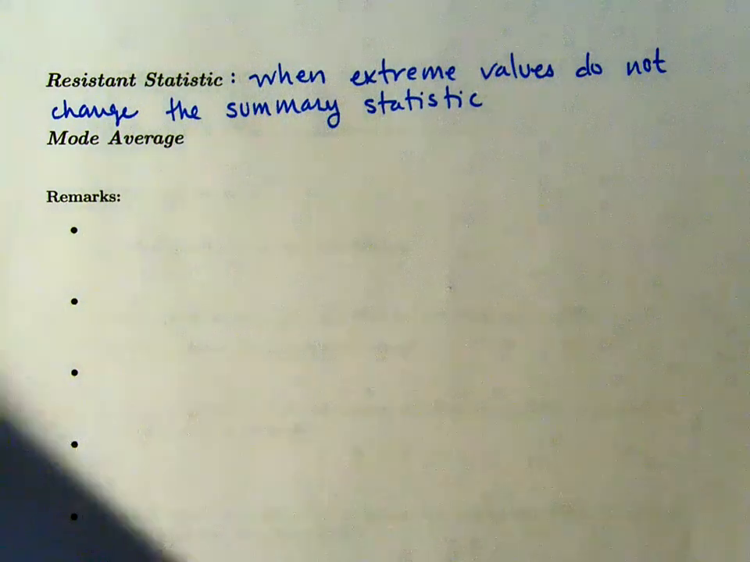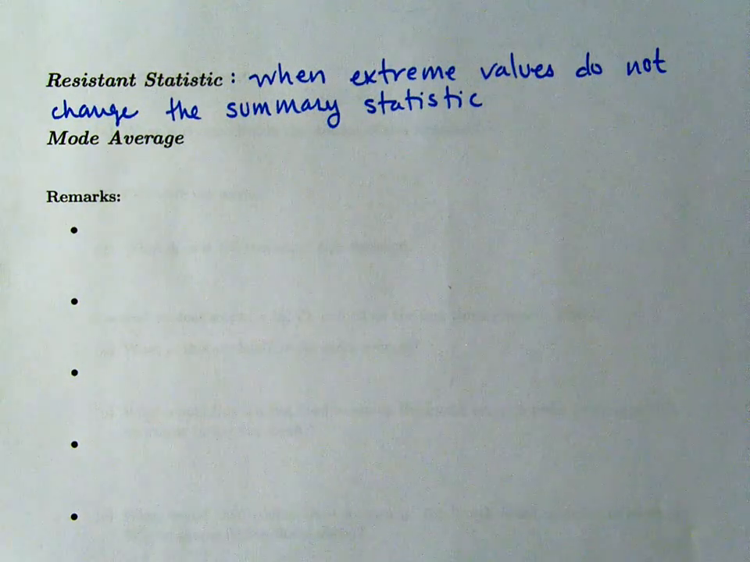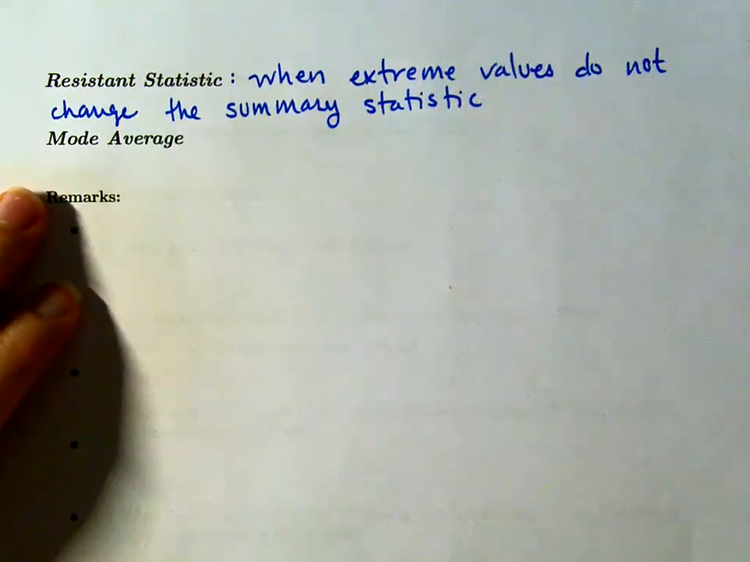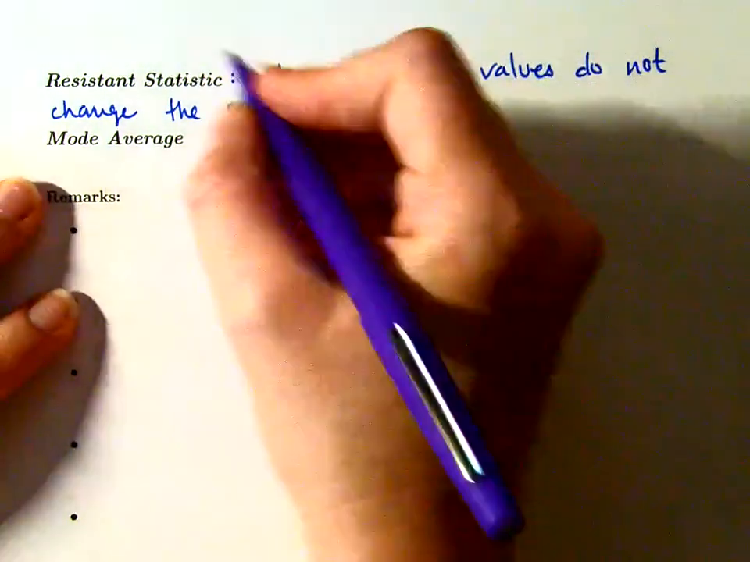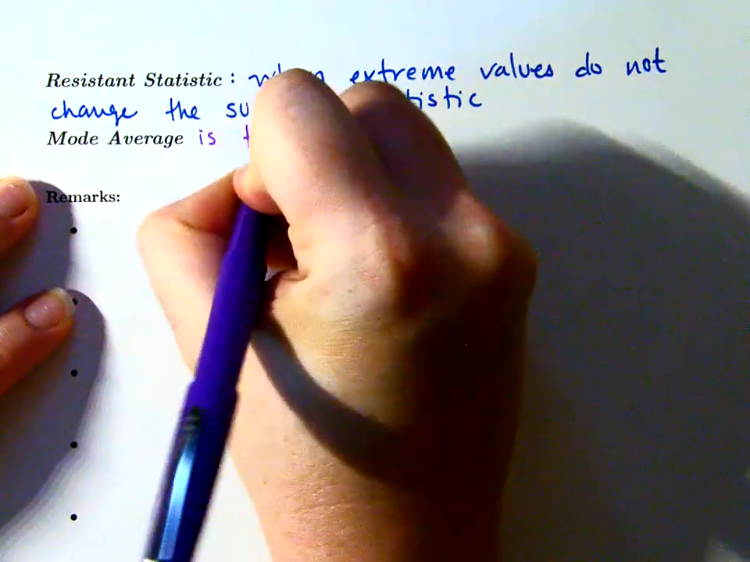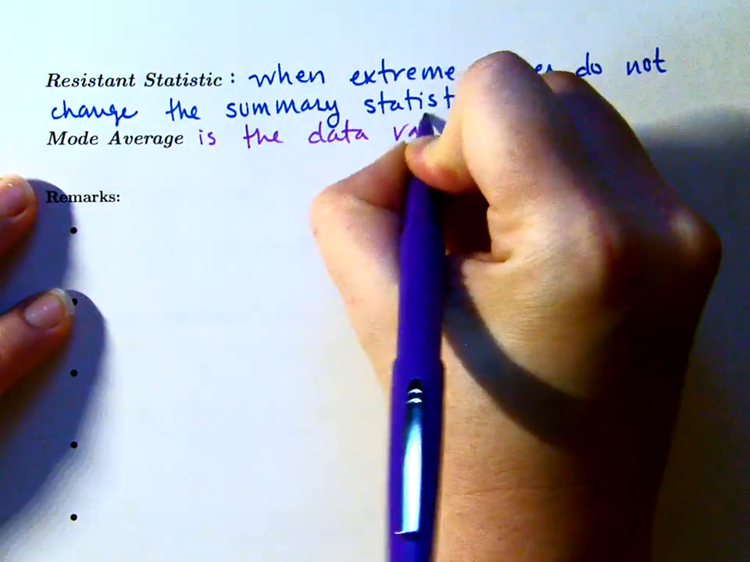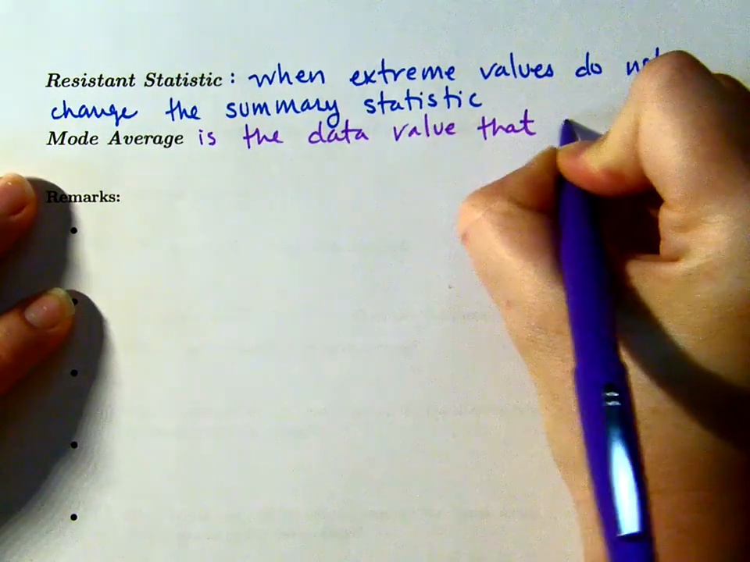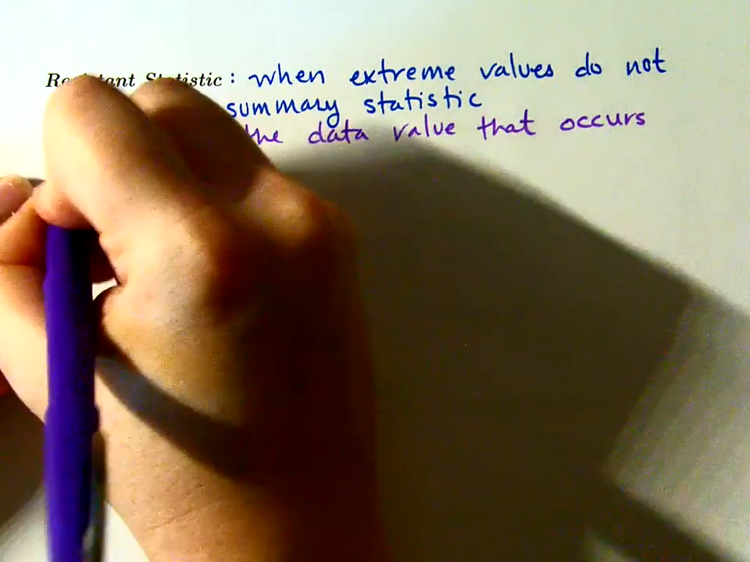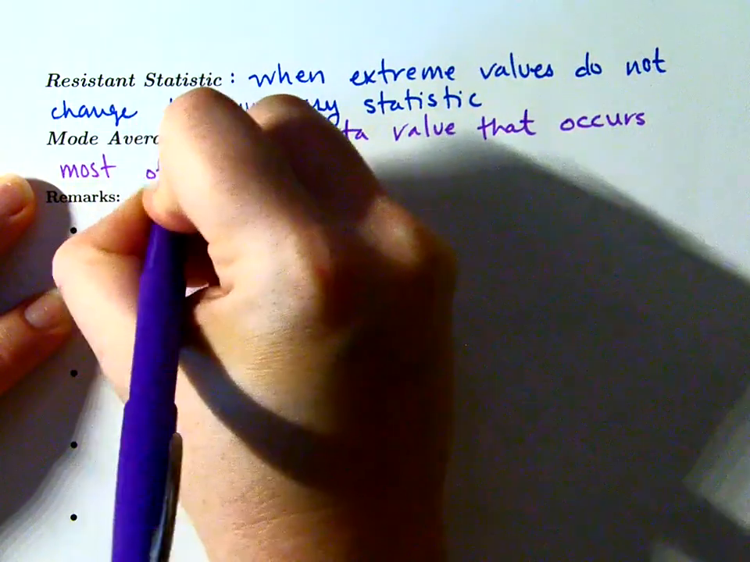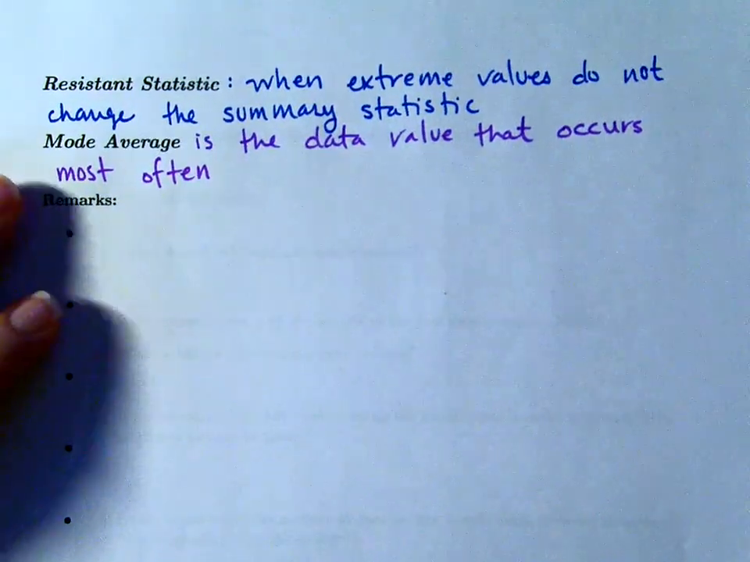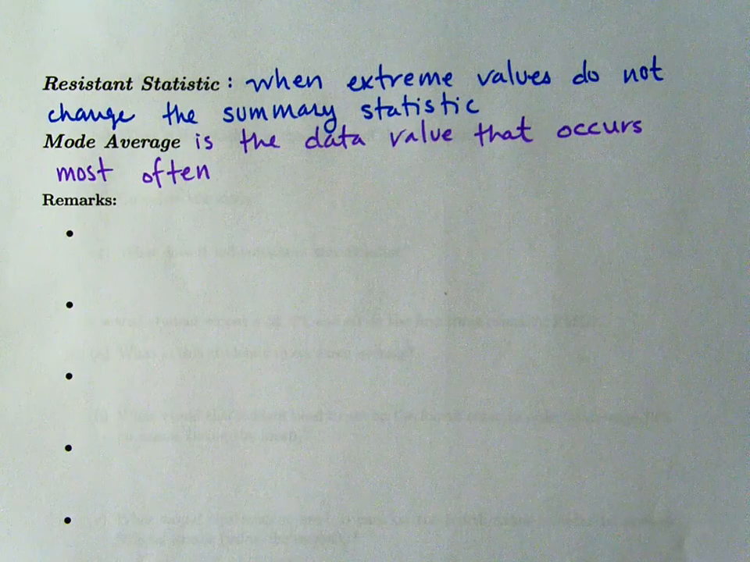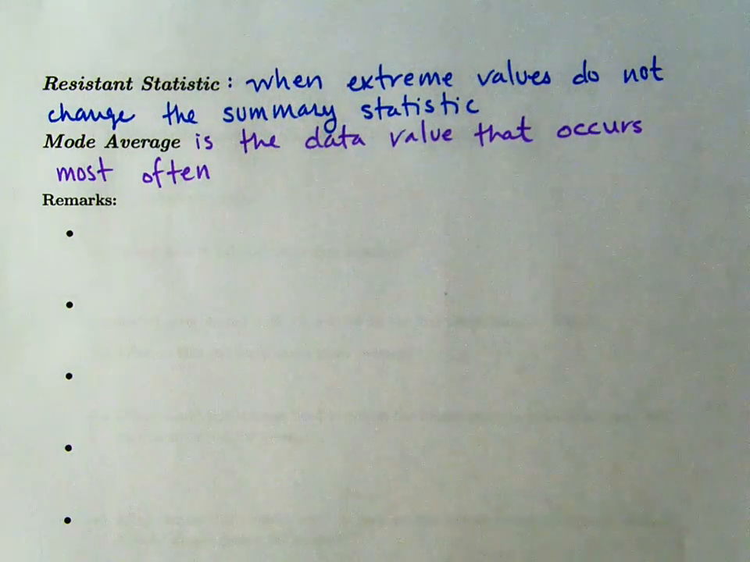Now there's another kind of average that we're going to talk about, and that's the mode. The mode is the data value that occurs most often. So some of you have experienced the mode already. If you get a bunch of 3s, then you get a 3 on your report card. If you get a bunch of 4s, then you get a 4. If you get a bunch of 2s, you get a 2, or whatever.